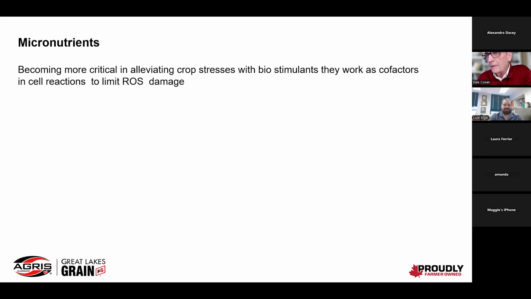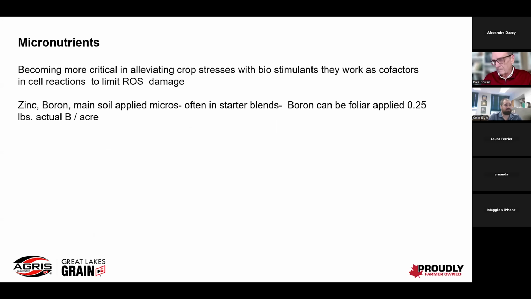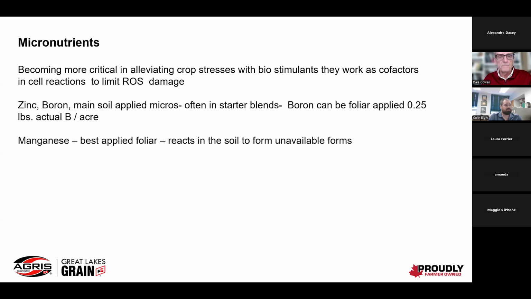Micronutrients are becoming more critical as we do more research in biostimulants and biologicals. We know that these are cofactors in alleviating stress and reducing reactive oxygen species reactions that cause crop damage. So there's been a whole renewed interest in micronutrients. They are essential nutrients. Zinc and boron are the main ones to be soil applied. Boron can also be applied foliar later in the season, about 0.25 pounds actual B per acre.